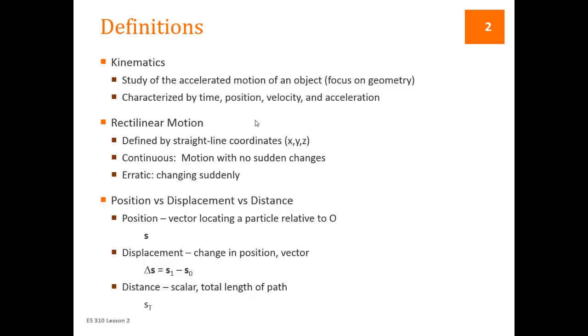The first definition we need to look at is the differences between position, displacement, and distance. In common English, all three of these terms mean roughly the same thing, but in dynamics they are very different. So first of all, position. Position is a vector that locates a particle relative to some origin O.